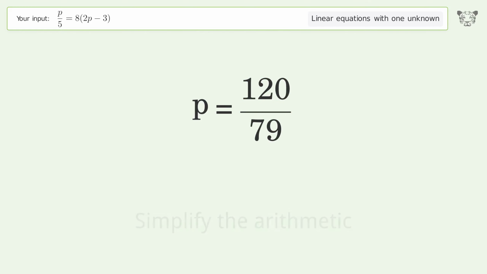And so the final result is p equals 120/79.